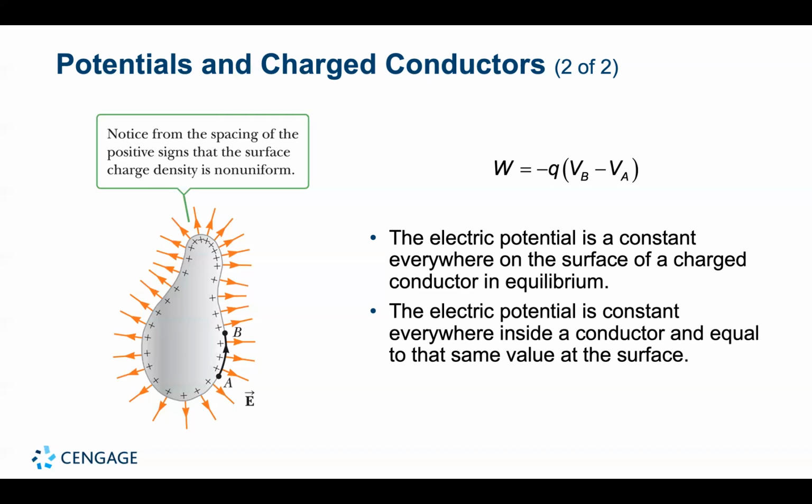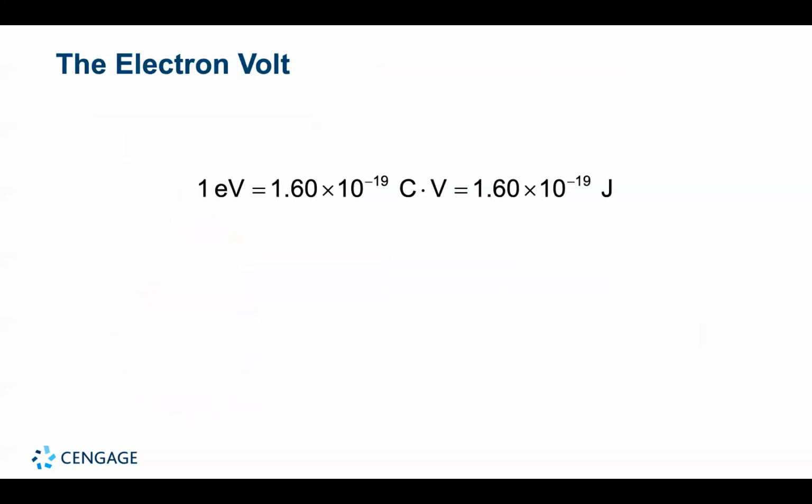So what this tells us is that no work is required to move a charge from the interior of a charged conductor to its surface. Keeping in mind, though, that the potential inside a conductor is not necessarily 0, even though the interior electric field is 0. So it's a simplifying approximation that's useful for consideration.